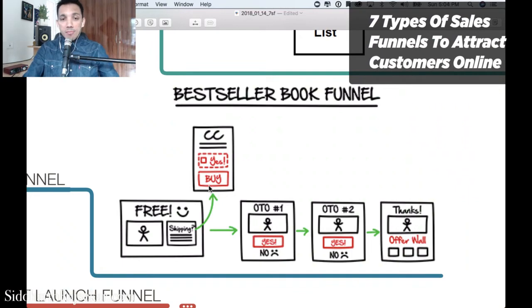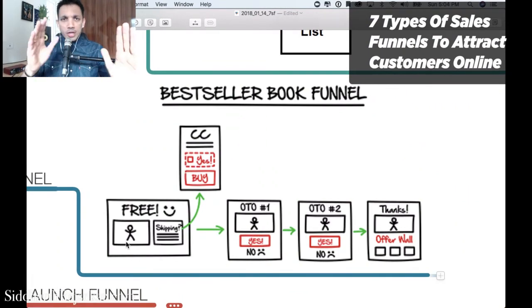Now, the bestseller book funnel looks like this. So you have a landing page, and then you have a video explaining about the book, saying, hey, the book is coming, and you can say free shipping. I'm going to be giving you free shipping if you register for free, and you can get them to buy the book. Maybe it can be like a $10 book or $11 book, where they buy the book online. This is not through Amazon. This is like directly through your landing page.